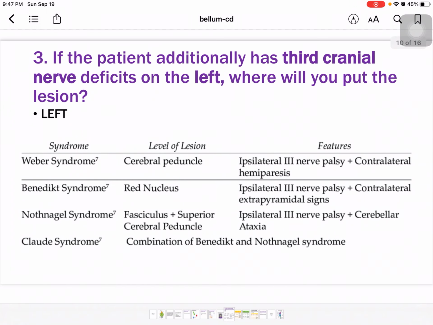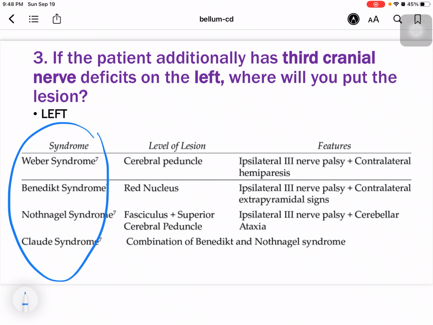If the patient additionally has third cranial nerve deficits on the left, where will you put the lesion? So, let us disregard the case for a while. So, yung case kanina, sinabi niya na yung hemisphere yung affected. So, wag muna natin isipin yan. Isipin muna natin yung this one. What if nagkaroon ng third cranial nerve deficits na? So, nakalista here yung mga syndromes that would manifest with such, which is the ipsilateral third cranial nerve palsy and contralateral hemiparesis and extrapyramidal signs.